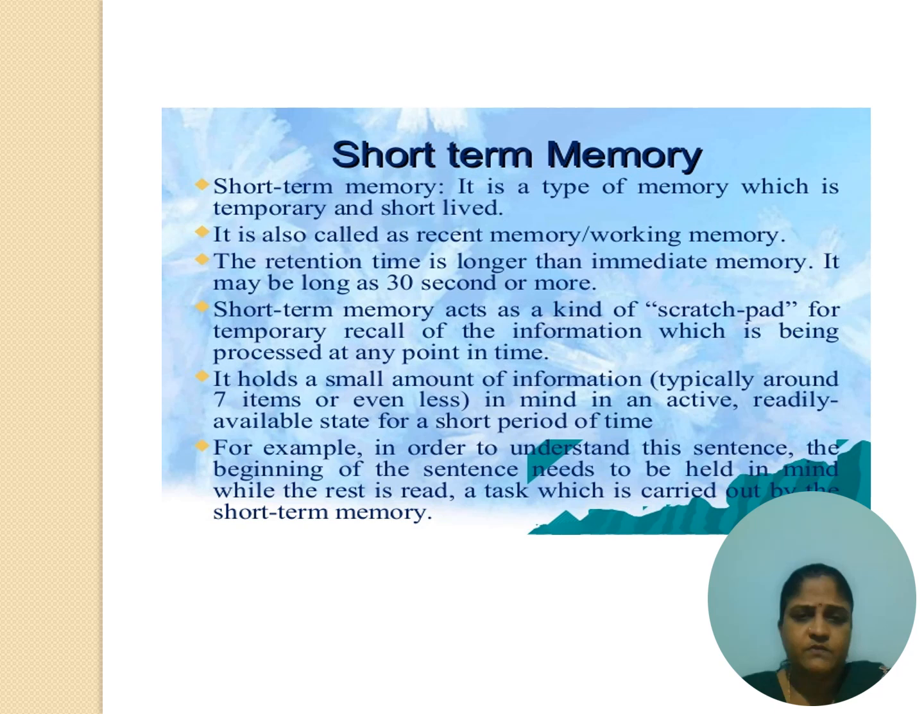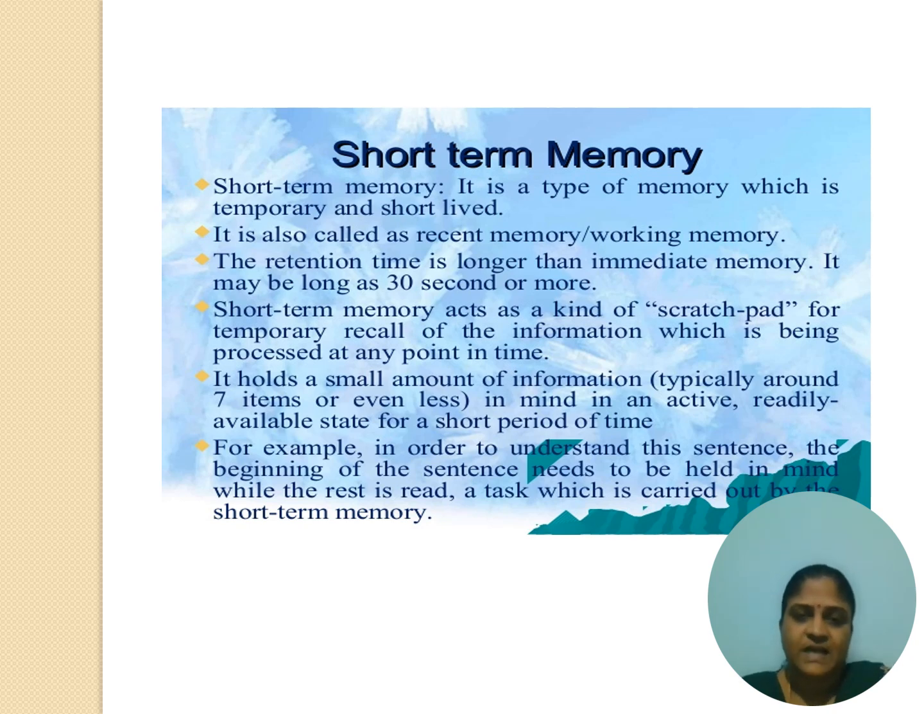Short-term memory is a type of memory which holds temporary, short-lived information, but a little longer when compared to the sensory memory. That is longer than 5 seconds but less than 1 minute, that is 30 to 60 seconds you hold the information. It is also called recent memory or working memory. So the attention time here is longer than the immediate memory, that is longer than the sensory memory. It may hold for about 30 seconds or more.